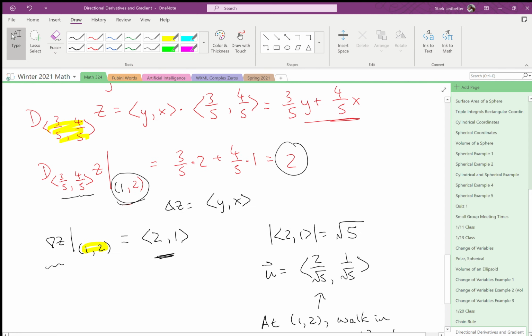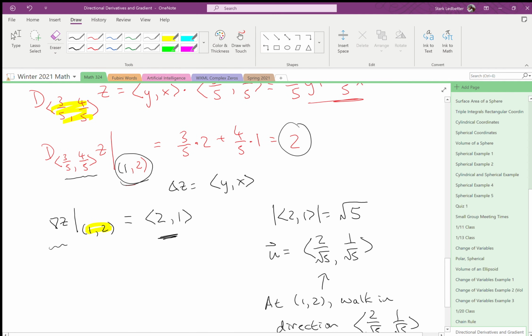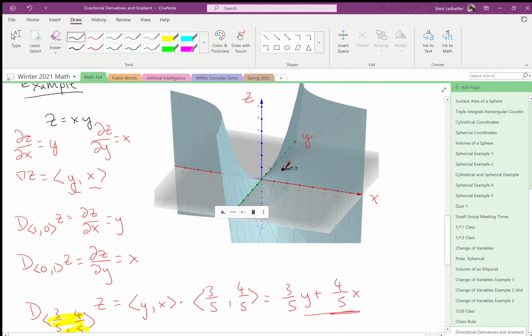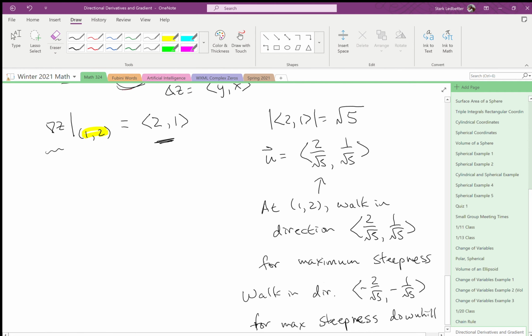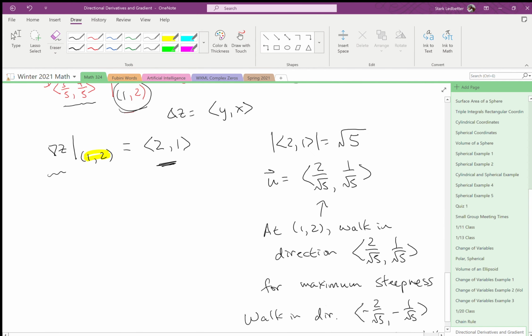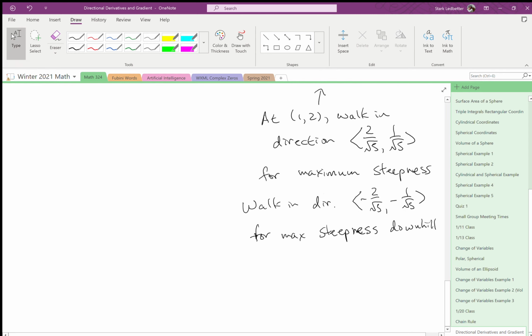Let's just look on the picture where that is. So I'm going 2 over root 5, comma 1 over root 5. Okay, so more in the x direction, but not completely. So this is the maximum steepness, and if I go the opposite way, I'm going the maximum downhill. And then we also said in the previous video, because of this dot product thing for directional derivatives, if I go orthogonal to this vector, I'm at 0 steepness.